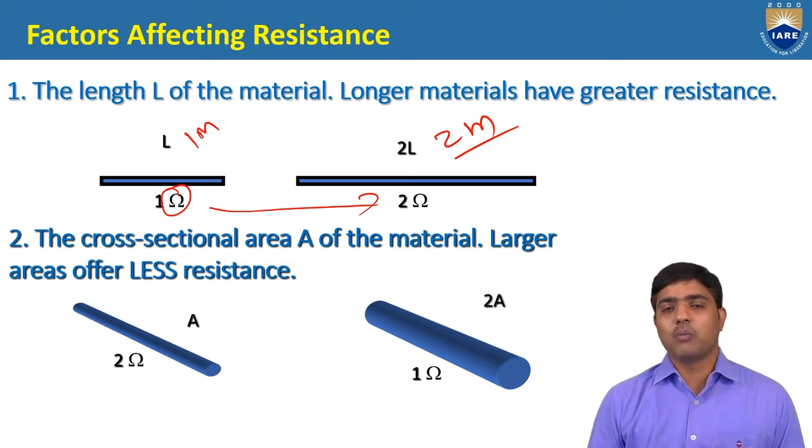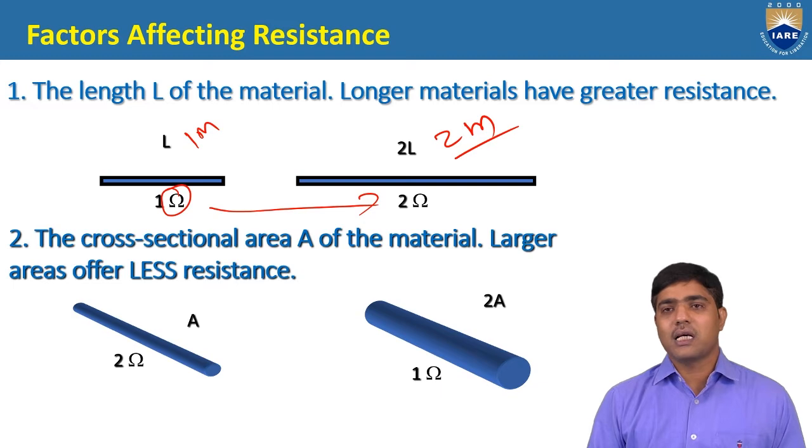So if you are taking more length of the conductor, then more collisions of electrons take place, so that there will be more resistance offered by that particular material. So if you are increasing the length of the material, then the resistance of the material is also going to increase. The other factor is cross-sectional area.